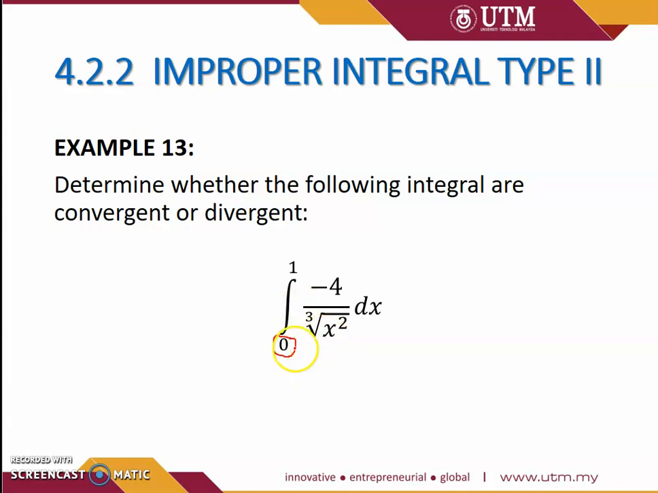Okay, so the limit, if we substitute 0 here, we will have negative 4 over 0. Negative 4 over 0 basically does not exist. Therefore, we can say that this integral has a discontinuity point at 0. Since this integral has a discontinuity point at 0, this integral is an improper integral of type 2.